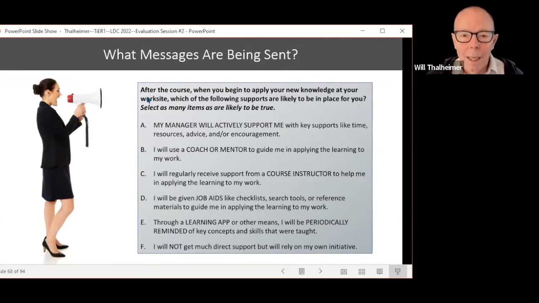So what kind of messages will this question send? Well, it nudges us to think about after-training supports. That can be very valuable, to get people thinking about that. It also has some very specific micro messages. Oh, maybe managers should be involved. Maybe in important courses, maybe we ought to have coaches or mentors.